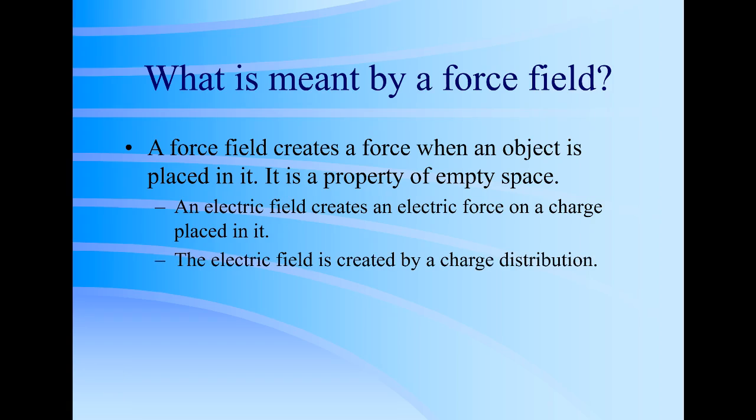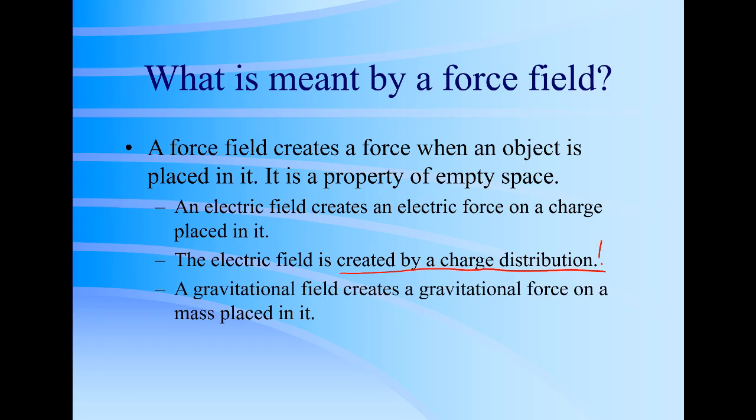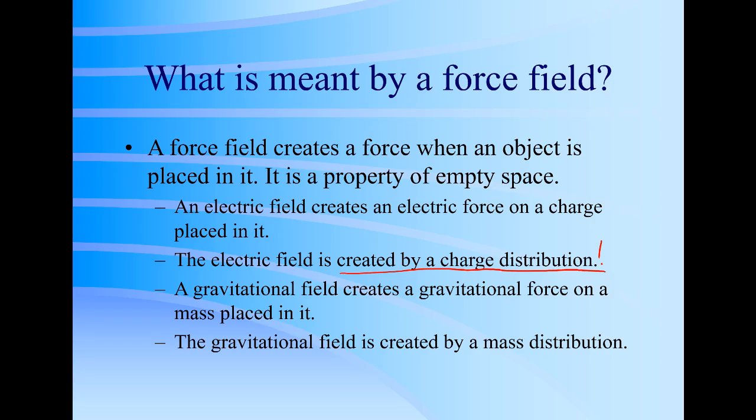And so the electric field is created by a charge distribution. That's the most important thing to take out of this. Similarly, a gravitational field creates a gravitational force on a mass placed in it. And the gravitational field is created by a mass distribution. So it's the same concept. And in earlier chapters when we studied gravity, most of the mass distributions that we studied were either points or spheres. We didn't really look at, for example, a line of mass, but we'll be doing that with charge.